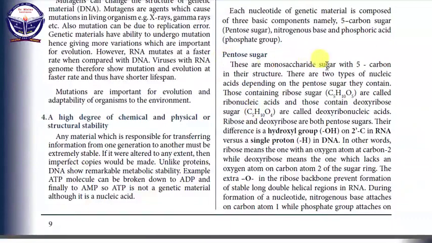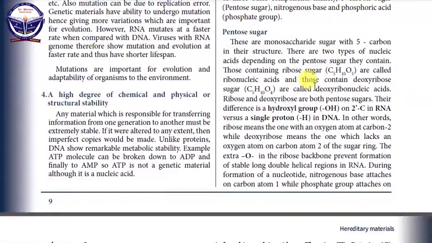These are monosaccharide sugars with 5 carbons in their structure. There are 2 types of nucleic acid depending on the pentose sugar they contain. Kwa hiyo aina ya nucleic acid inategemea na pentose sugar ambayo hiyo nucleic acid inakuwa nayo. Those containing ribose, yani C5H10O5, are called ribonucleic acid. Ribose, ribonucleic acids. And those containing deoxyribose.